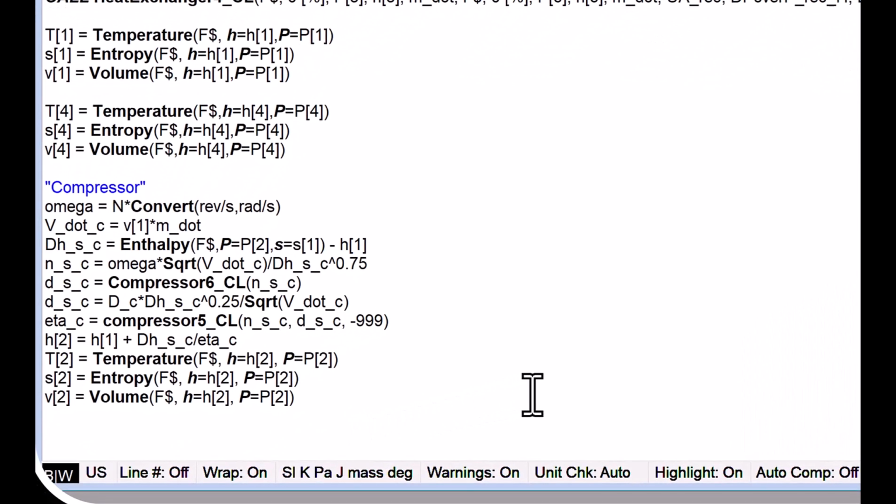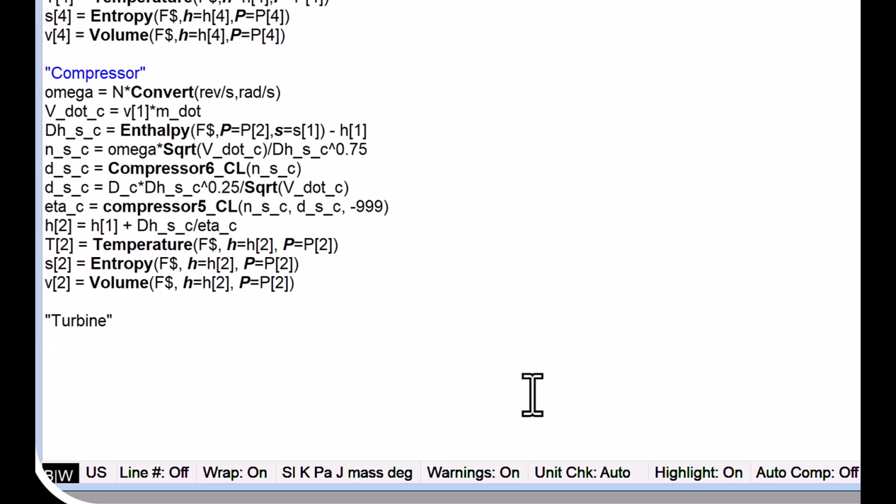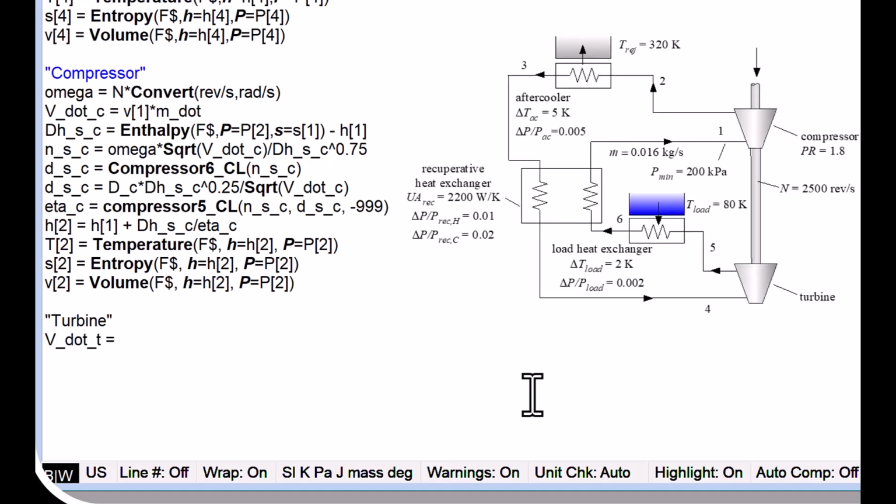The turbine is basically exactly the same process, but using the Balje curves for the turbine. So I already know omega, it's spinning at the same speed. Let's do V dot turbine. So this is again the inlet volumetric flow rate, so that's going to be, I think, V4, so M dot times V4. And I also need the isentropic enthalpy drop across the turbine, so DHST is equal to H4 minus the enthalpy at P equals P5, S equals S4.